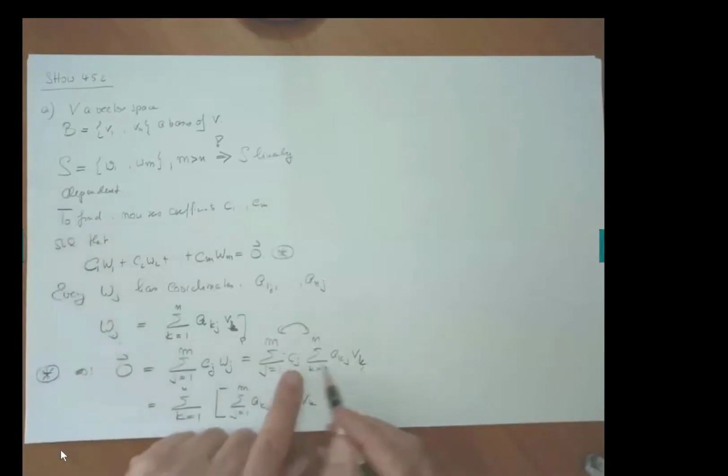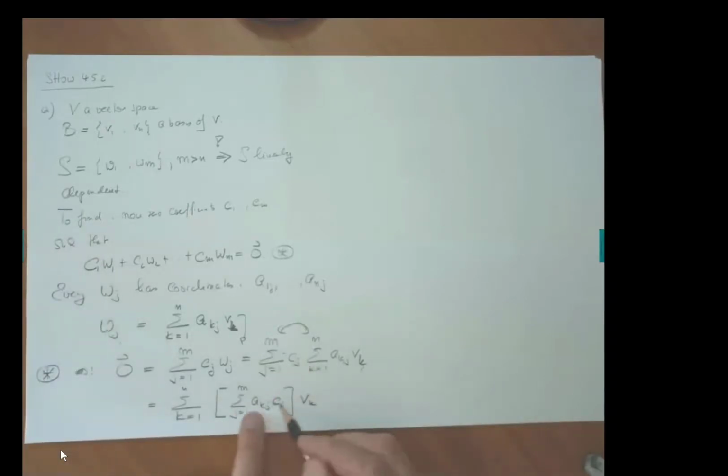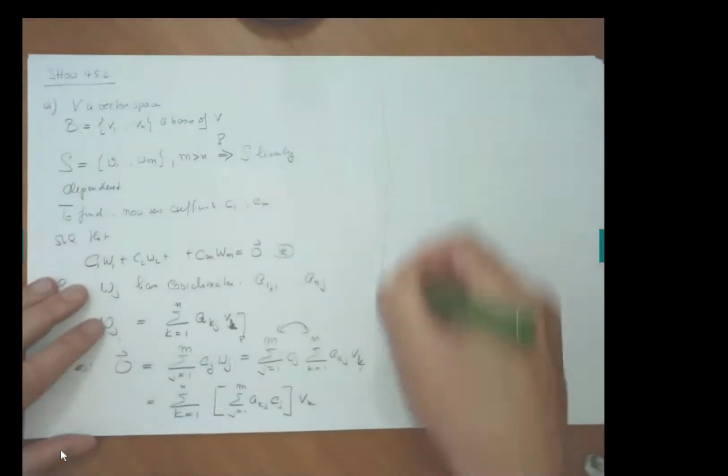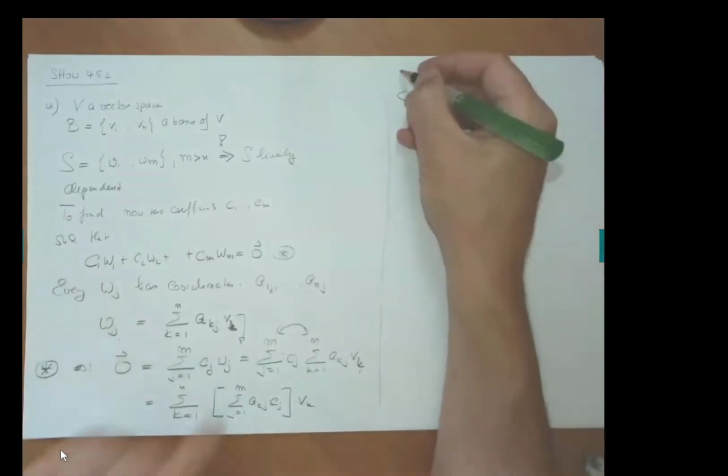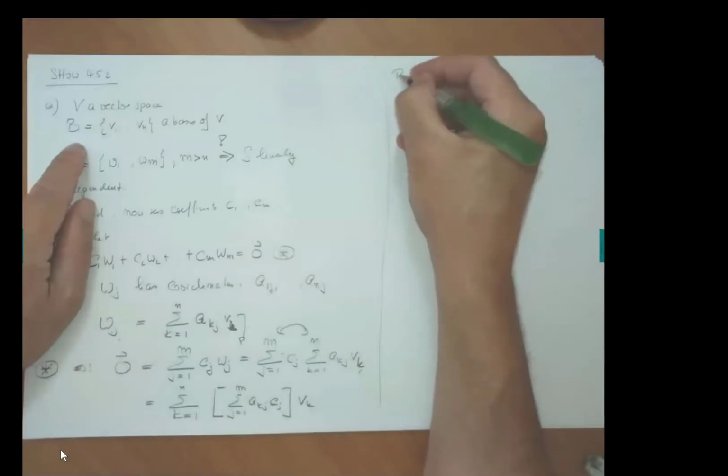Yeah, so cj times akj, and I just switch these, these are just numbers. Okay, but now vk is a basis. So how can you make a basis combination equal to 0? Only if every coefficient is 0. If and only if. So now this is if and only if, because our B is a basis.